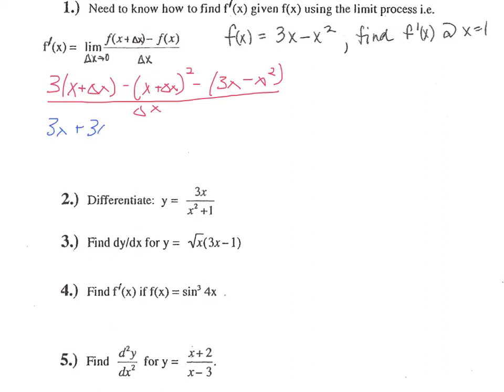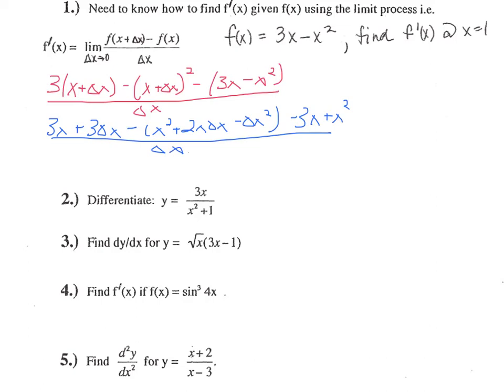plus 3 delta x minus x squared plus 2x delta x minus delta x squared minus 3x plus x squared all over delta x. And so our 3x's should cancel. And since the negative distributes, our x squareds will cancel.